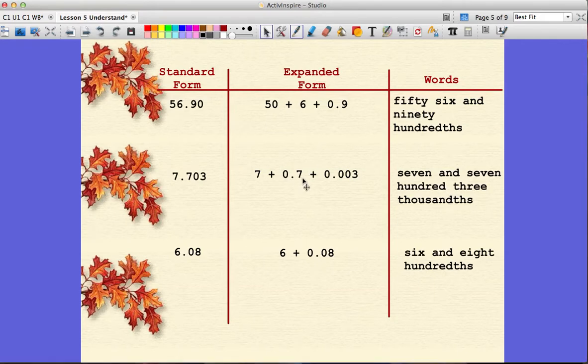Now, expanded form. The reason that we're talking about expanded form is so that you guys get an idea of what it's like for the different place values. Okay, so really that's just to help us focus on place values for the time being.